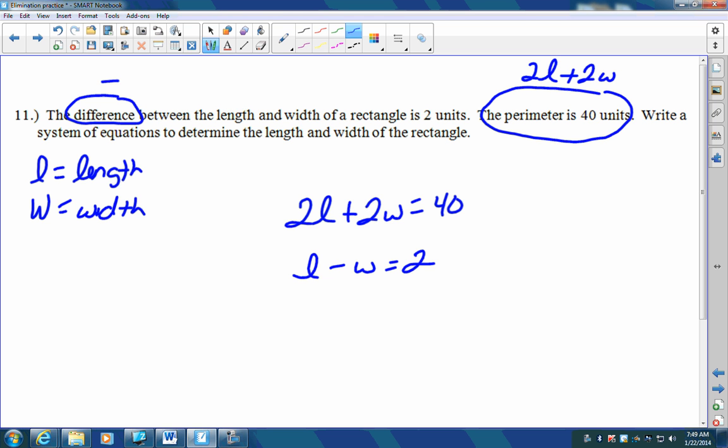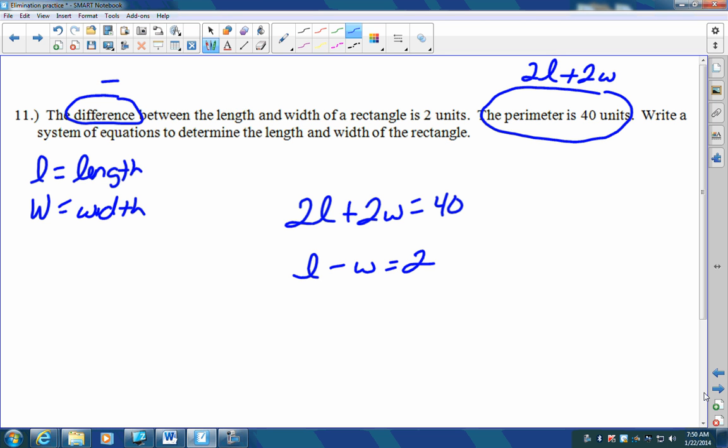Now, technically, because it's not that big a deal which one's the length and which one's the width, you could have put W minus L. It's just saying between the two of them, the difference is 2. So, I mean, width can be longer than length, and length can be longer than width. You don't have to be that picky.